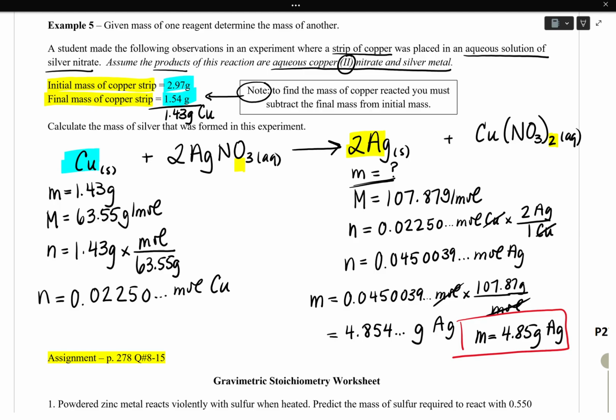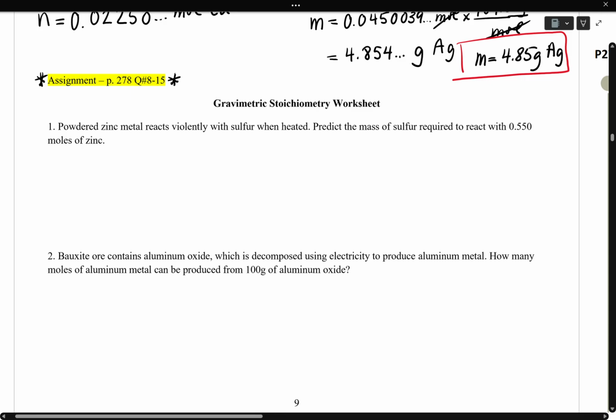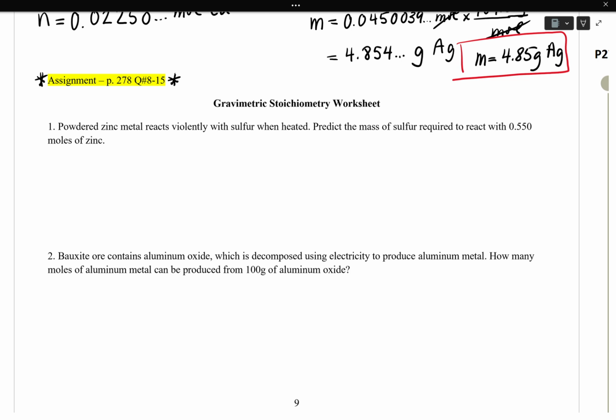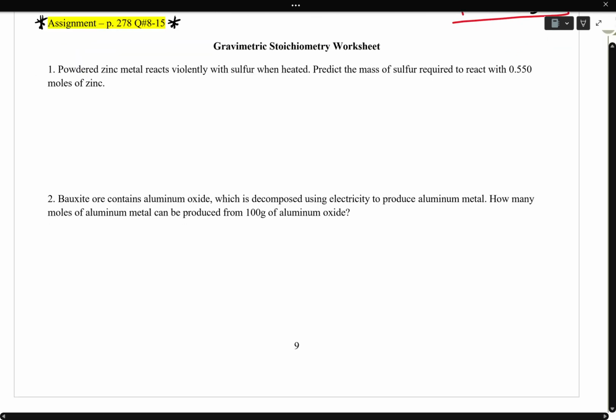Okay, so in a moment, I'm going to go through some solution stoichiometry with you guys as well today. But when we're done the entire video lesson, you can come back and start this assignment in your textbook, page 278, numbers 8 to 15. Okay, so we're just going to flip over now. This gravimetric stoichiometry worksheet, you will have time to work on tomorrow in class, on Thursday. We have a shortened period with mass. So you'll be able to work on this worksheet. We'll have a work period.